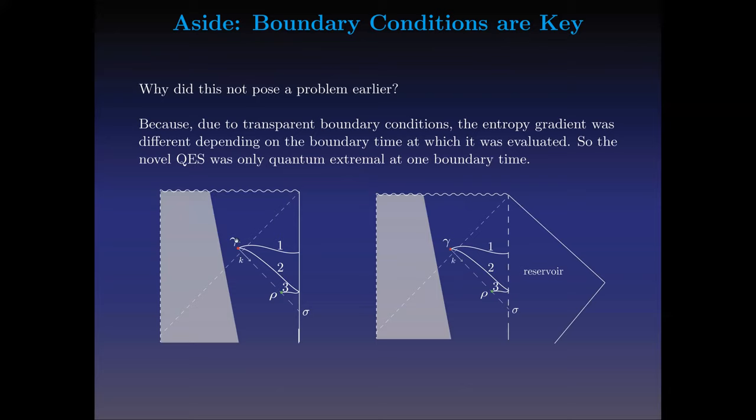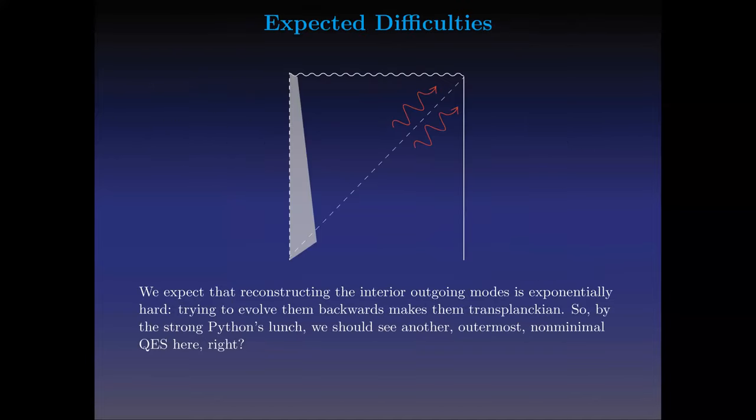about this, which is that in this spacetime, this surface is quantum extremal no matter what Cauchy slice you evaluate the entropy on. In this spacetime, because of its transparent boundary conditions, this surface is only quantum extremal with respect to some particular slice, which means that you can't really compare the variation in S gen of this with the variation in S gen of that, unless you also evaluate this on this slice, and it is not quantum extremal with respect to that slice. So I'm not going to belabor this point, but if there are any questions, I'll be happy to answer in the Q&A.